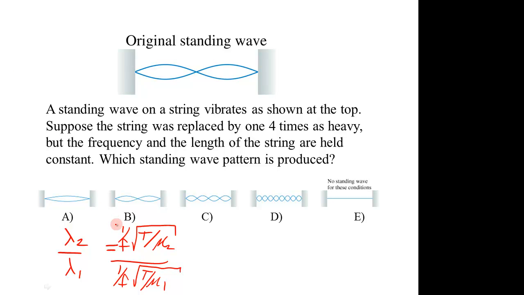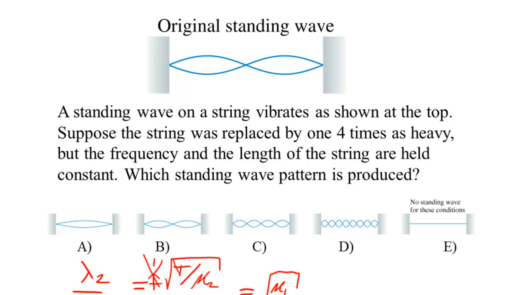Again, the things that are the same for both cases, the frequency and the tension, are going to cancel, and now we've got the square root of 1 over mu2, over the square root of 1 over mu1. This looks like the square root of mu1 over mu2. Now if we've made this thing 4 times as heavy, that means mu1 over mu2 is now a quarter, because mu2 is 4 times higher than mu1. Or I could do it like this, say mu1, and then mu2 is 4 mu1. Those cancel out. We get the square root of 1 over 4, which is 1/2.